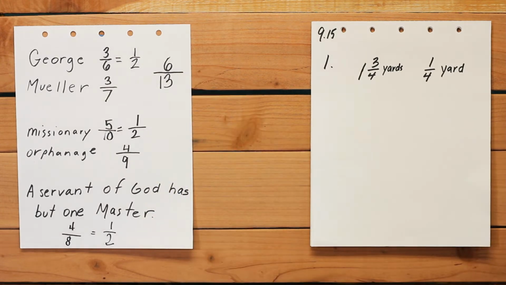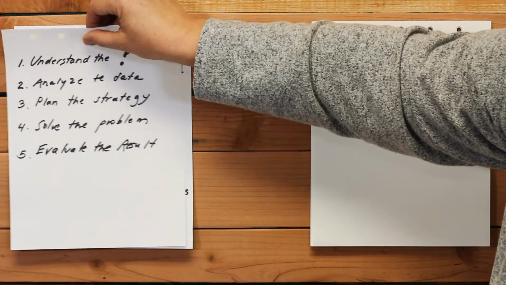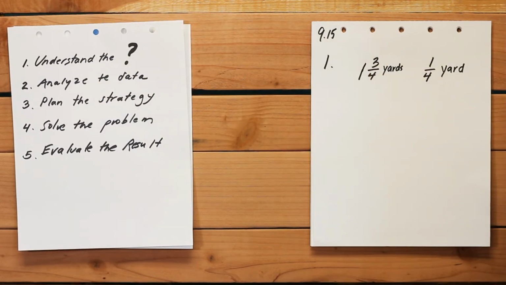Now we're going to work on your lesson. If you would head over to number 1 on your practice section on lesson 9.15, I'm going to read the problem and let's see how we can solve this using our problem solving path. It says some students in a sewing class are making aprons. The front of the apron is made of 1 3/4 yards of material. The waistband ties require 1/4 yard of material. How much material is needed for one apron?